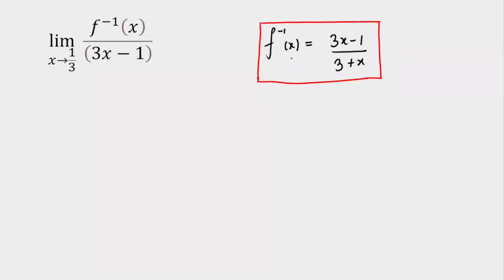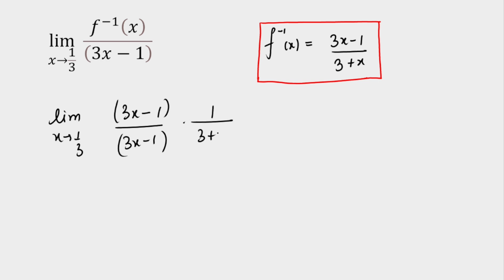Now we have calculated the inverse of the function. Now I'm going to calculate the limit, x tending towards 1/3. Simply I'm going to plug the value of f inverse of x here, that is (3x minus 1) whole divided by (3x minus 1). Now one more term is remaining in the denominator, that is 3 plus x here. Now I'm going to cancel these two terms, and as you can see the indeterminate form is removed. So I'm going to plug the value 1/3 here in order to calculate the limit. The value of the limit will be equal to 1 whole divided by (3 plus 1/3) here. So I think the final answer of the limit will be 3/10. 3/10 will be our final answer.